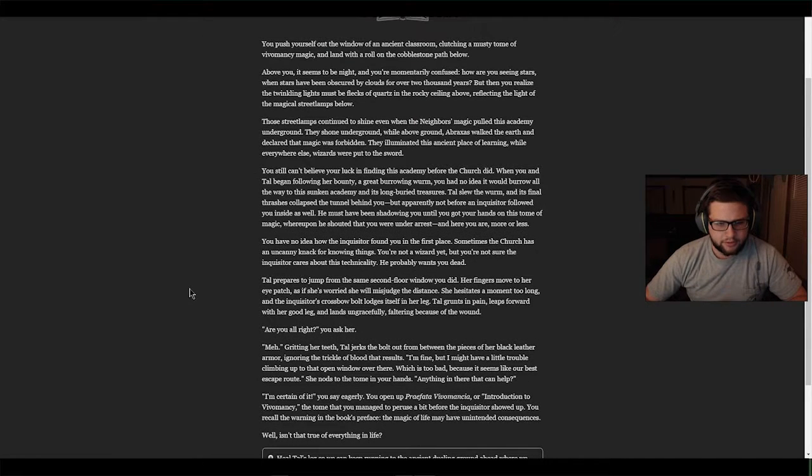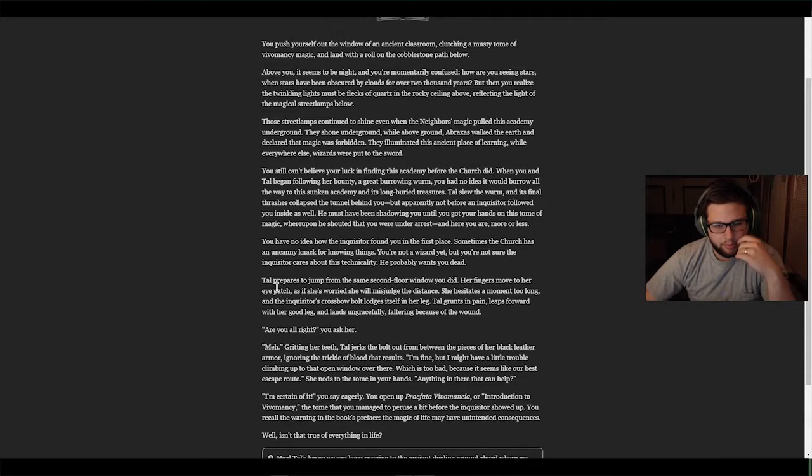Are you alright? you ask her. Meh, gritting her teeth, Tal jerks the bolt out from between the pieces of her black leather armor, ignoring the trickle of blood that results. I'm fine, but I might have a little trouble climbing up to that open window over there, which is too bad because it seems like our best escape route. She nods to the tome in your hands. Anything in there that can help? I'm certain of it, you say eagerly.